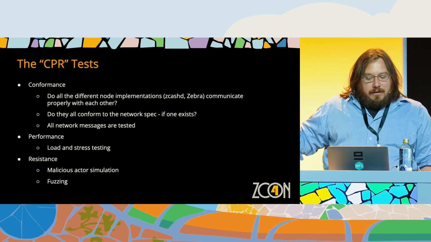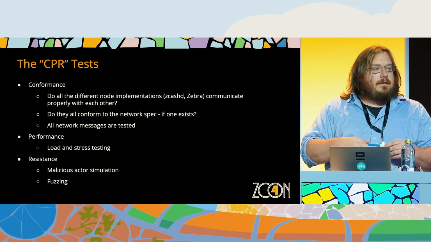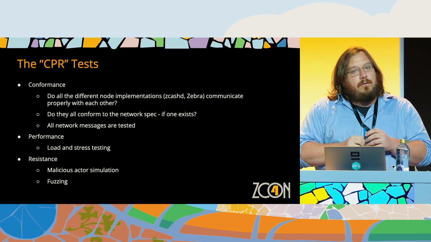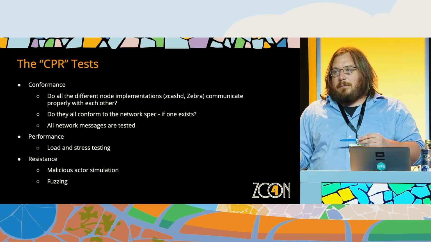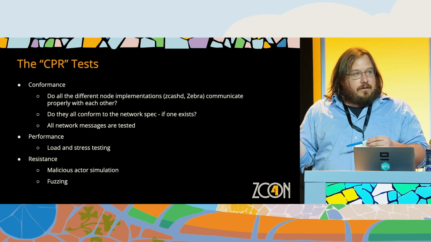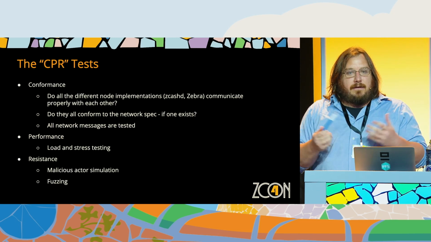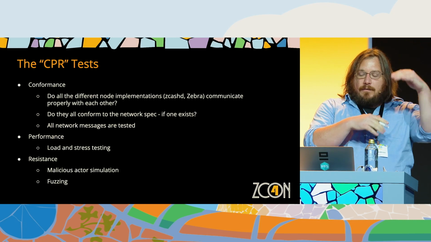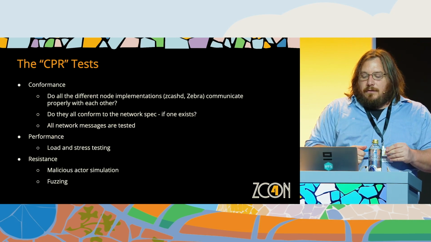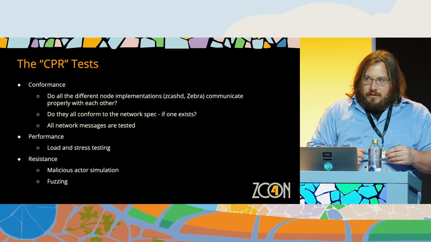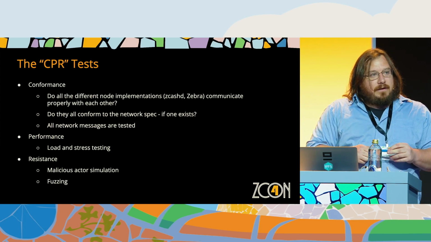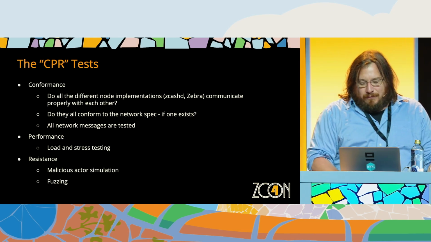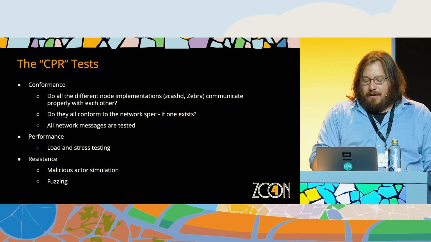So do all the node implementations talk to each other? Do they conform to the network spec? Are all the network messages tested? Things like that. This is cool because if you want to create a new Zcash implementation, you can, and you can use the Ziggurat test suite to make sure that it conforms. On top of that, the next layer of the Ziggurat, if you will, is load and stress testing, performance testing, and then finally malicious actor simulation and the almighty fuzzing, which is where we find a ton of interesting stuff.